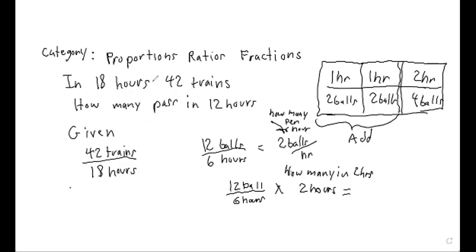So it says 42 trains in 18 hours. They're giving us that right here. We write 42 trains over 18 hours. Okay, and they want to know how many passed in 12 hours. So how do we solve this problem?